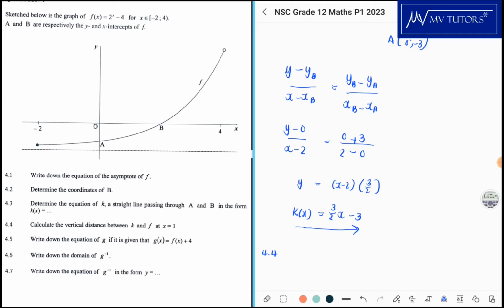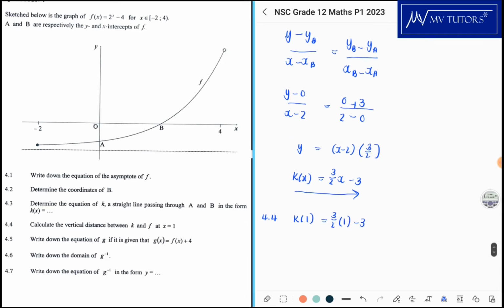Okay, so it says calculate the vertical distance between K and F at x is equal to 1. Okay, so where x is equal to 1, you basically want the y value for K and you want the y value for F. So let's go and get the y value for K at x is equal to 1. So that's basically going to be 3 over 2 times 1 minus 3. Remember, 3 over 2 is like 1.5. So 1.5 minus 3 is -1.5. So we can just say the answer is -3 over 2.